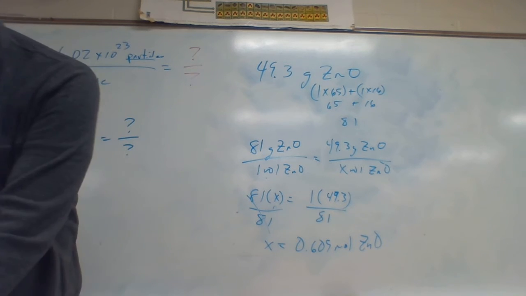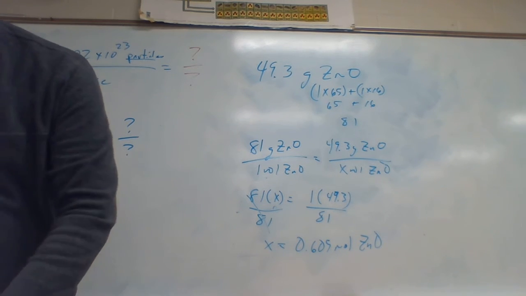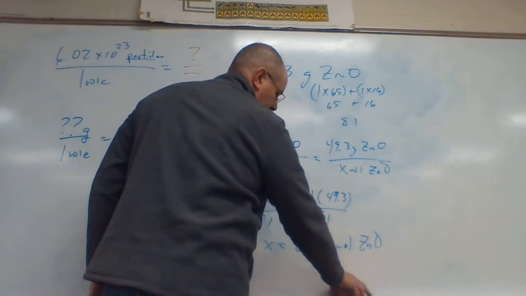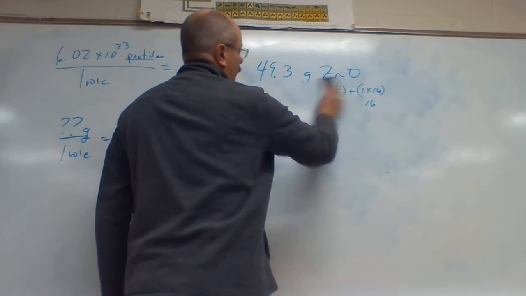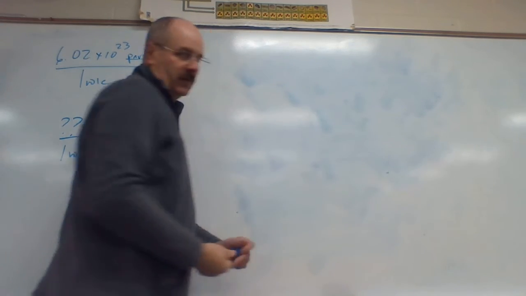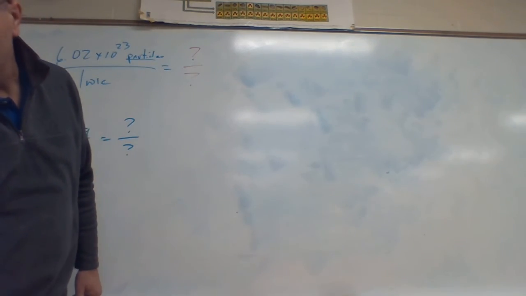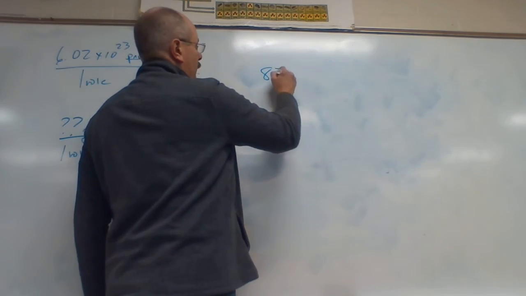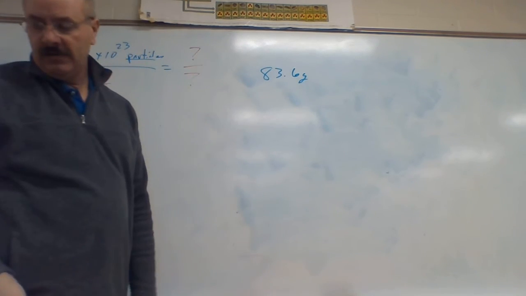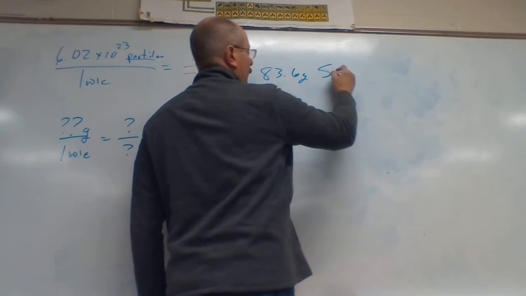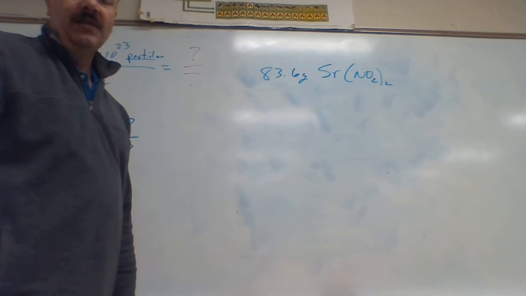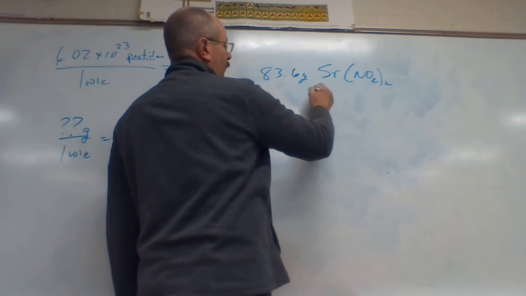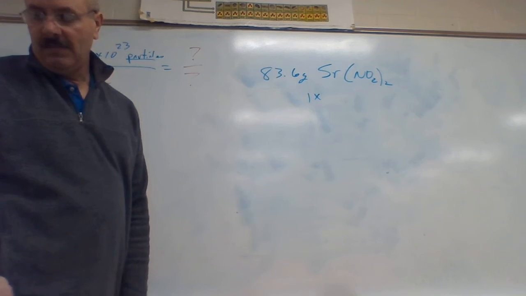All right. Last one in question number 3. So this one in question number 3, we got 83.6 grams of SrNO2. So again, same idea. We got to find out the molar mass of this guy. There's 1 strontium, and his mass is 88 from the periodic table.